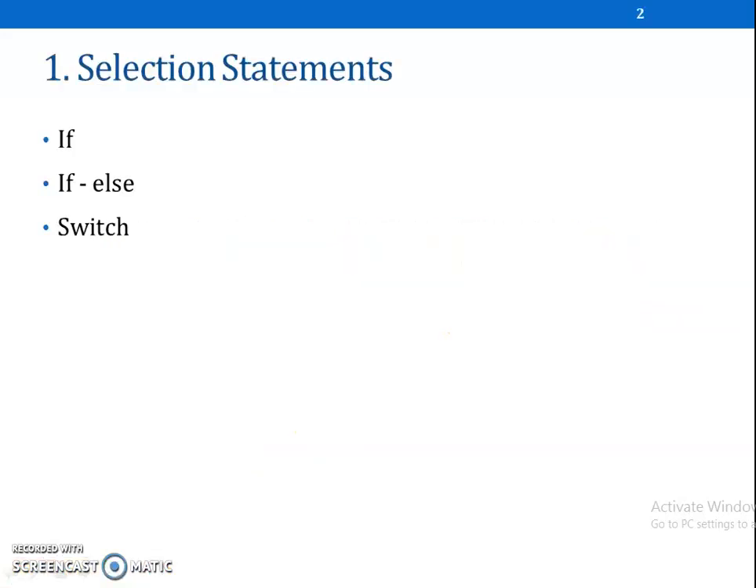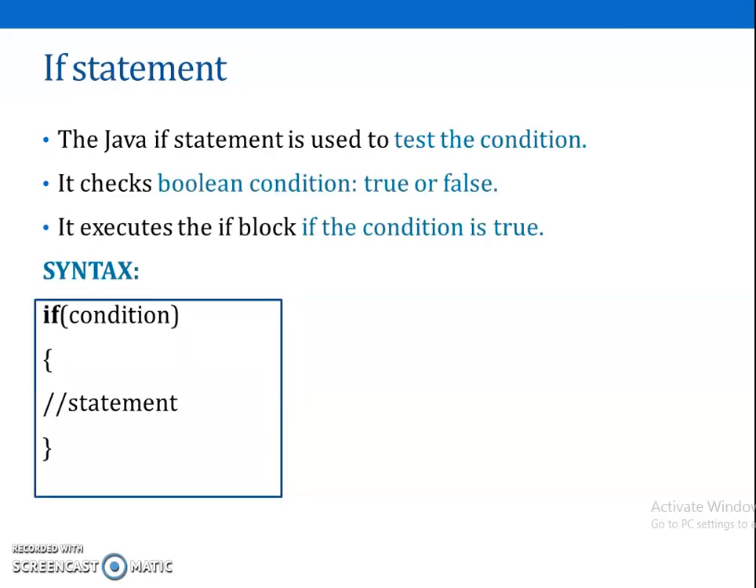Under selection statements there are three kinds of statements available. They are if, if else, and switch statement. The if statement is normally used to test a condition. Here you can see from this syntax, if of condition. The condition is checked, like i less than 5, or greater than 5, or equals 5. The user has given the condition here.